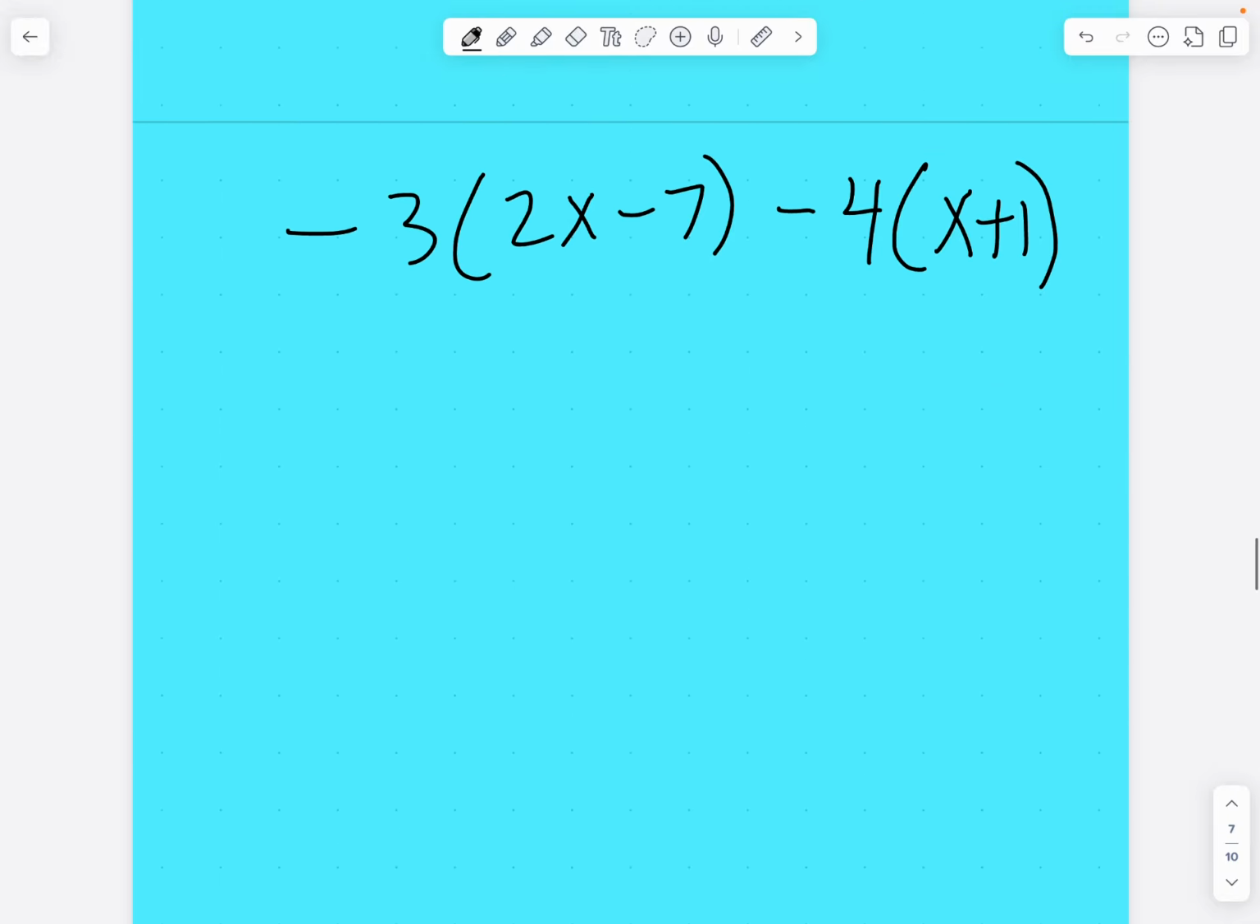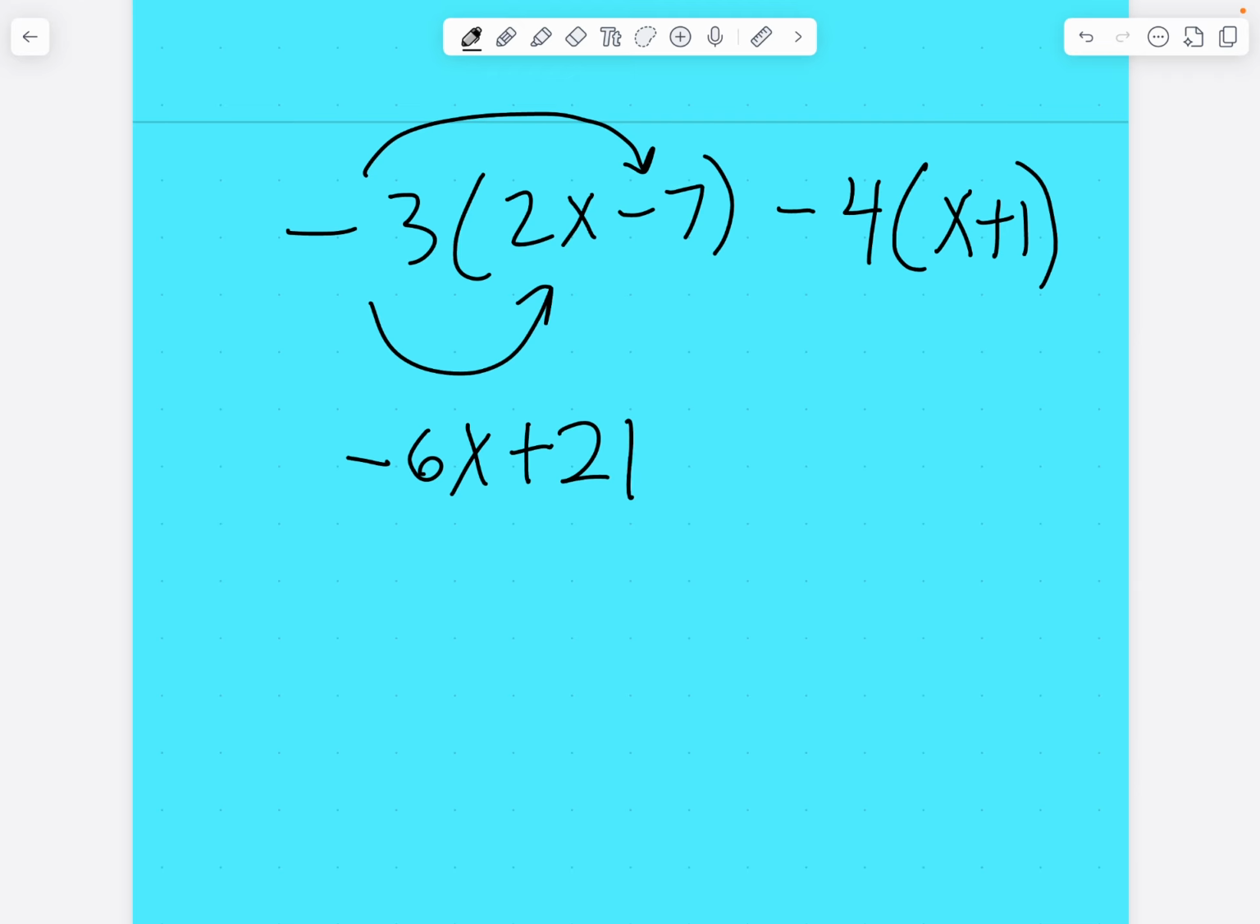Another problem. We're going to distribute it one piece at a time. We have negative 3 times 2x, which is negative 6. Bring down the x. A negative times a negative is a positive. That's just a rule y'all are going to need to know. A negative 3 times a negative 7 is positive 21, because 7 times 3 is 21. Then you have negative 4x. A negative times a positive is a negative, minus 4, because 4 times 1 is 4.